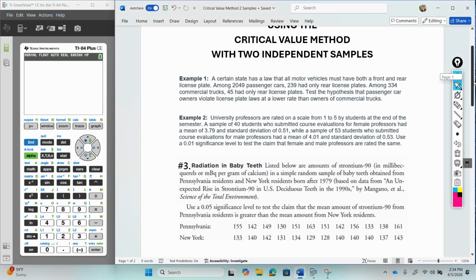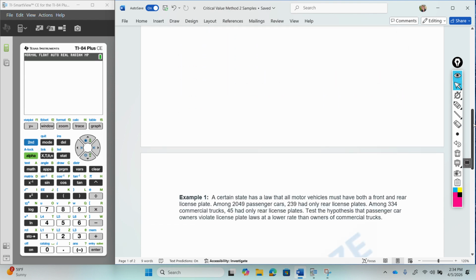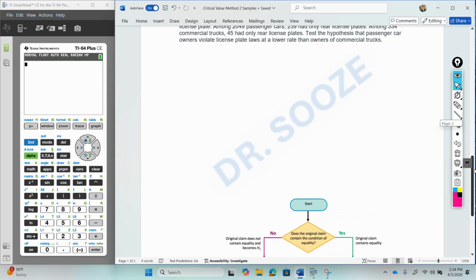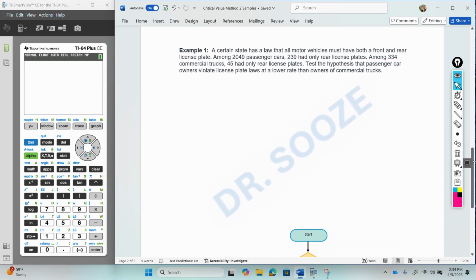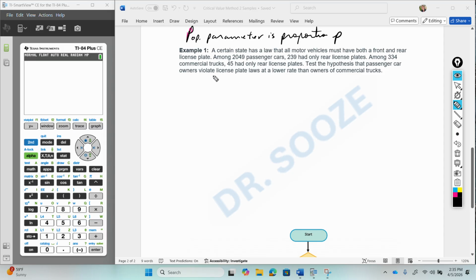I'm going to scroll down here because I've already got the first one set up. A certain state has a law that all motor vehicles must have both a front and a rear license plate. Among 2,049 passenger cars, 239 had only a rear license plate. So our population parameter here is a proportion. And of course, we have two proportions.